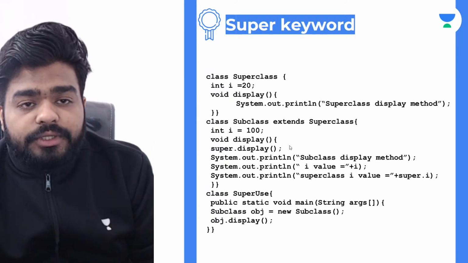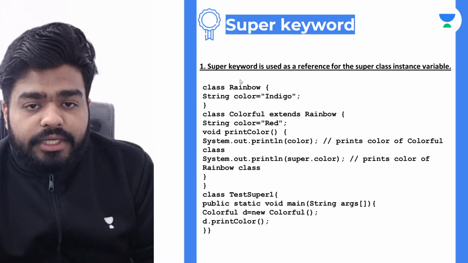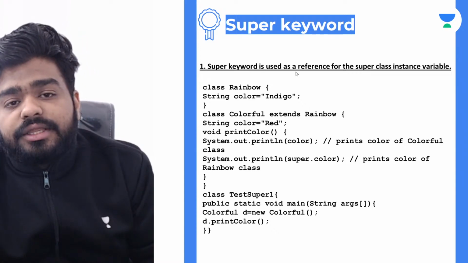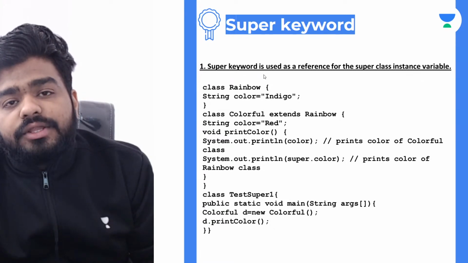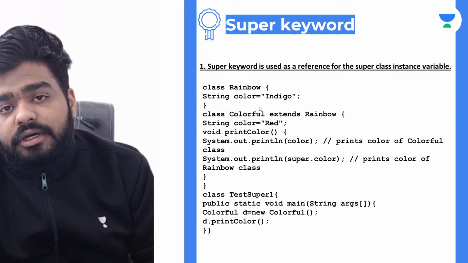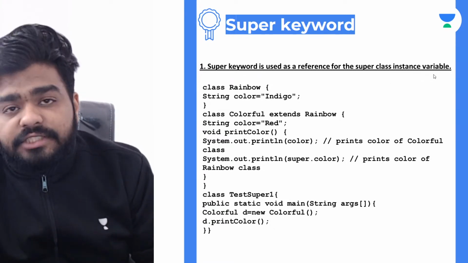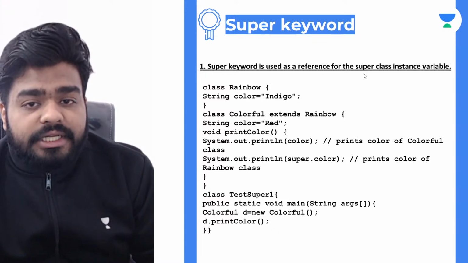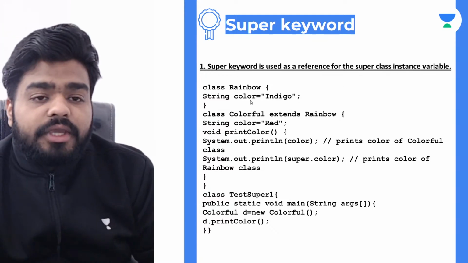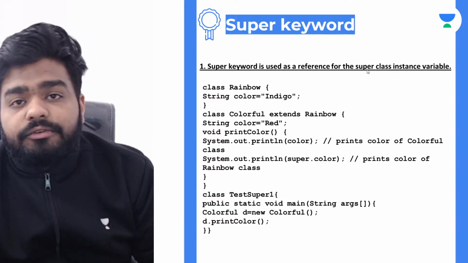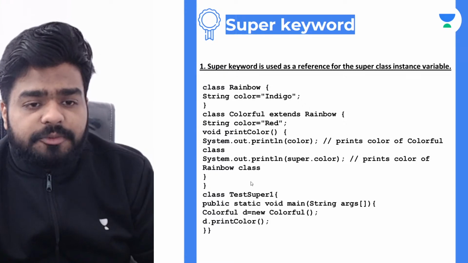Now let's move to the next code. Here you can see the super keyword is used as a reference for the superclass instance variable. So what is the meaning of that? Superclass instance variable means the superclass object variable, right? And it is used as a reference for it. So let's try to look at this particular example.